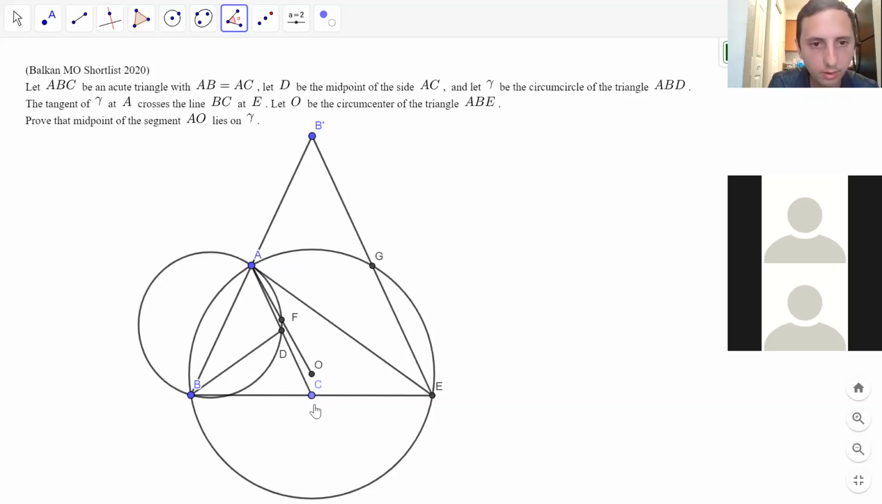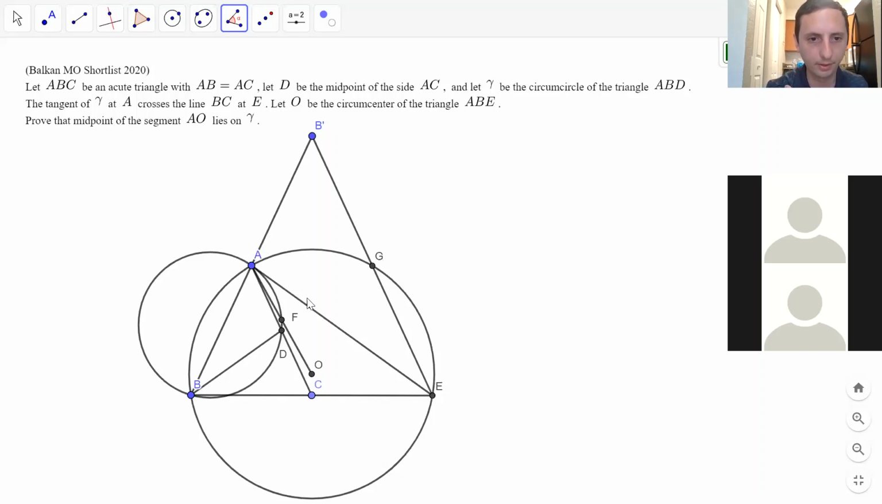And then can we show another angle is equal? BAE is BDC, and we show angle ABE, and ABE is DCB. So yeah, those triangles are similar, all right? And once we know that, I think it should be pretty easy. Because then since CD is half of AC, BC has to be half of CE. And so I can show C is the midpoint of BE.